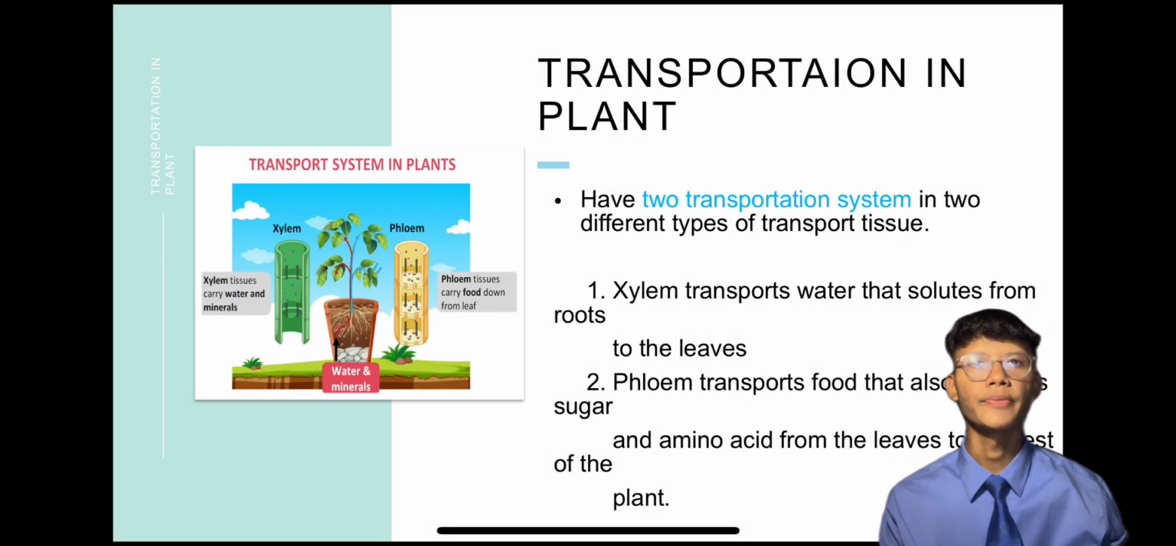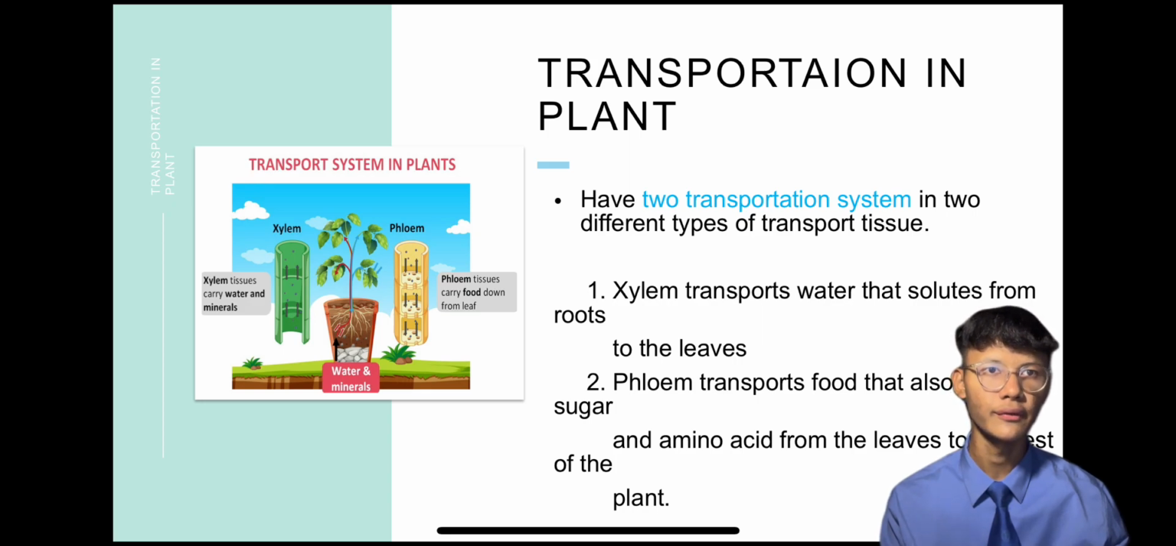Transportation in plant has two transportation systems with two different types of transport tissue. First is xylem. Xylem transports water that is absorbed from the roots to the leaf. And second is phloem. Phloem transports food that contains sugar and amino acid from the leaf to the rest of the plant.